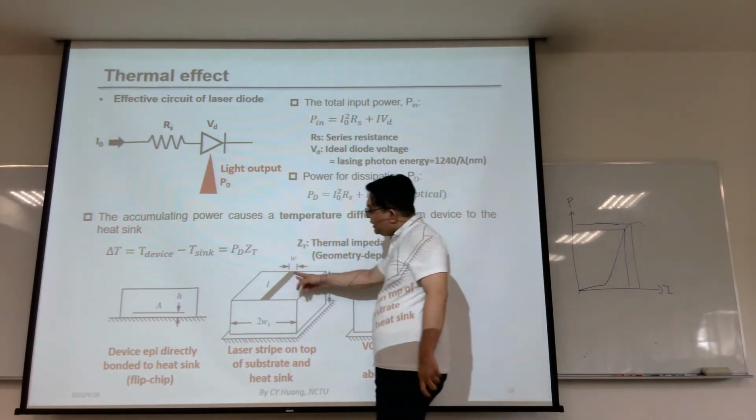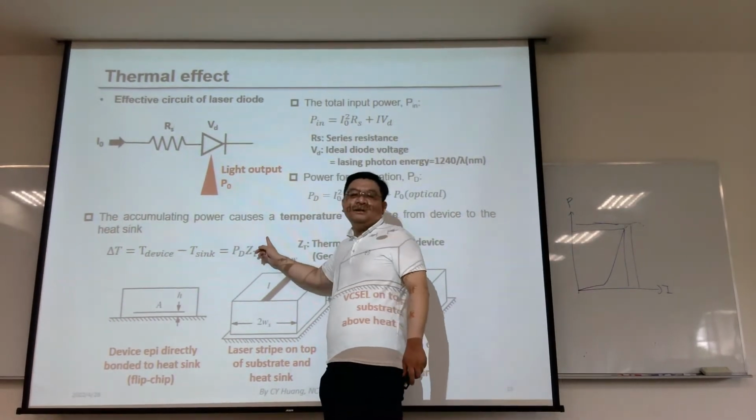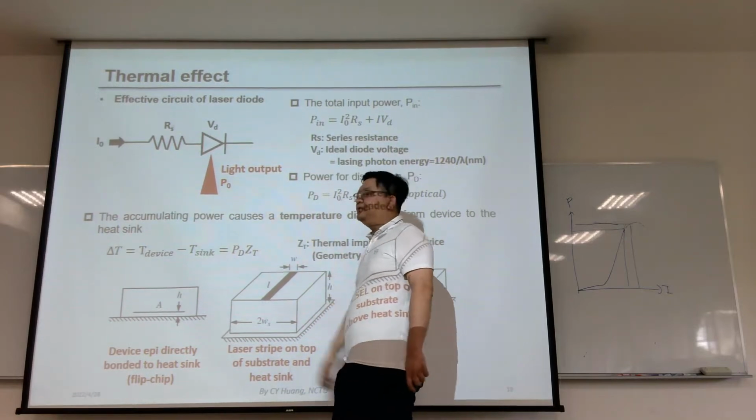Okay, so there's the result. So how do we evaluate the delta T? There are three common cases of your device structure.